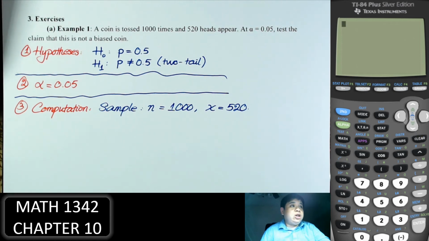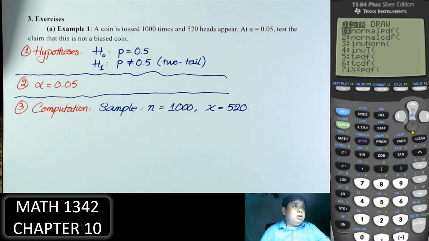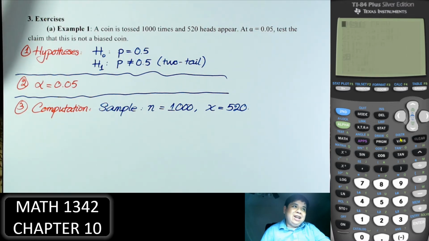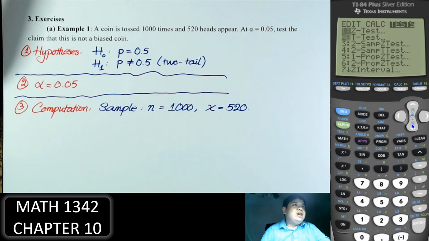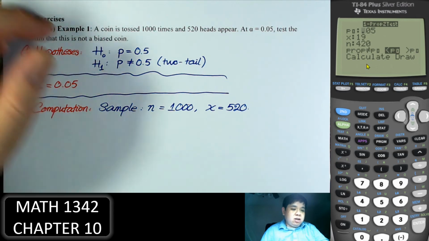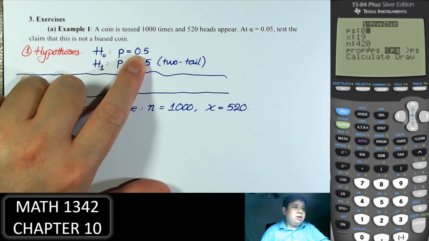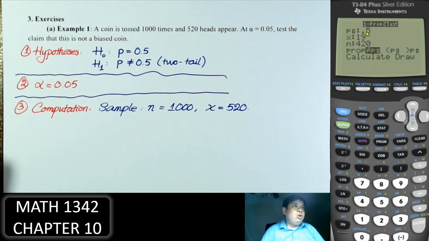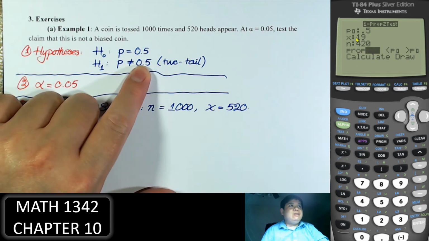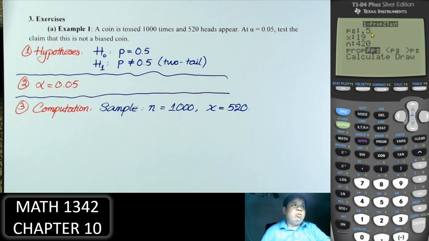Right, so computation. Second variable, stat, go to test, one proportion z test, and p naught, that's 0.5. So when we replace here, we have p is not equal to, so we will highlight that. So p is not equal to 0.5. That's what we have, right? P not equal to 0.5. So p naught is 0.5.